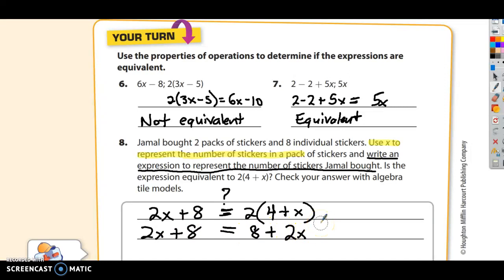And can you change the order? You can. So the first thing was called the distributive property. The second thing is that you can just change the order. That's called the associative property of addition. You can change the order and it won't affect anything. So is the expression equivalent? The answer is yes, or the answer is equivalent. And we're not going to use algebra tiles. I think it'd be much better just to use the distributive property.